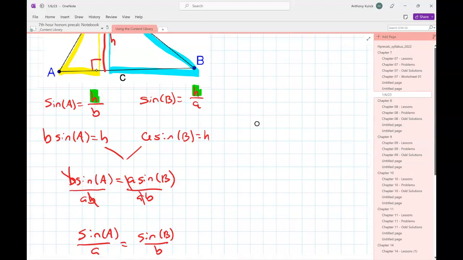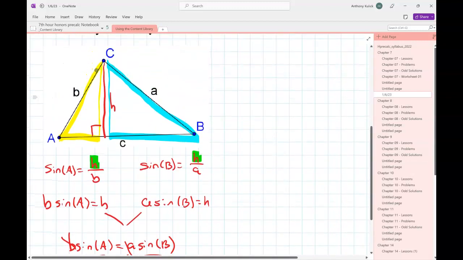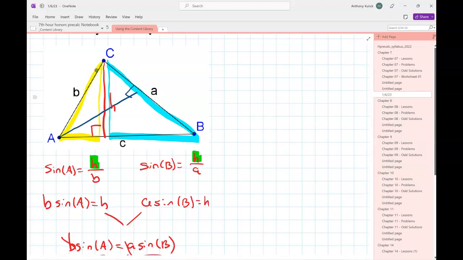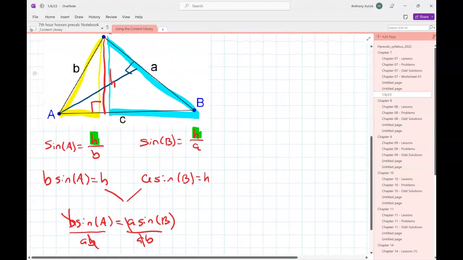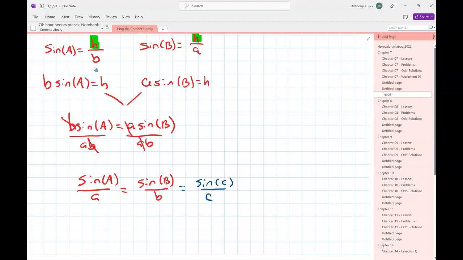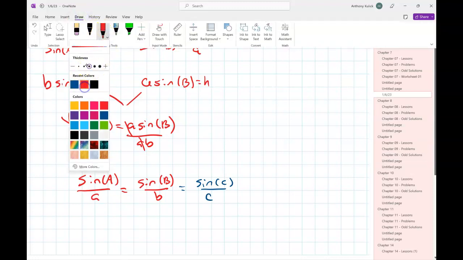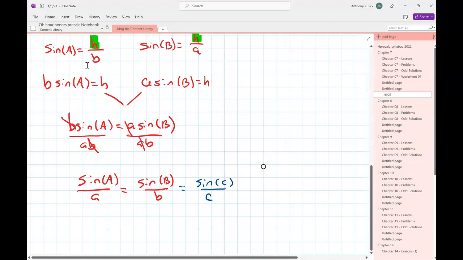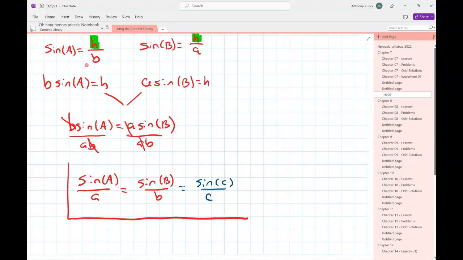And I can extend what I'm doing now. If I go back to my original, I can draw another altitude. Say I draw that altitude and repeat the process. I'd get here that sine B over B is equal to sine C over C. And if I did it again, I would get that sine C over C is equal to sine A over A. Basically completing my formula here, that we'll call the law of sines. I abbreviate that as LOS for law of sines.